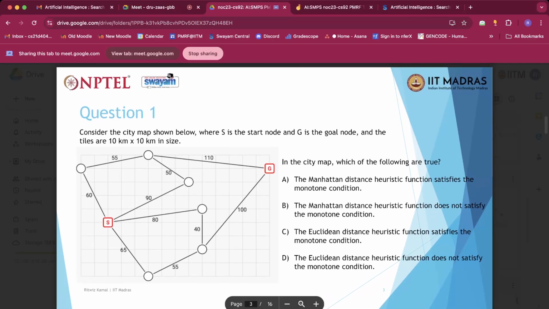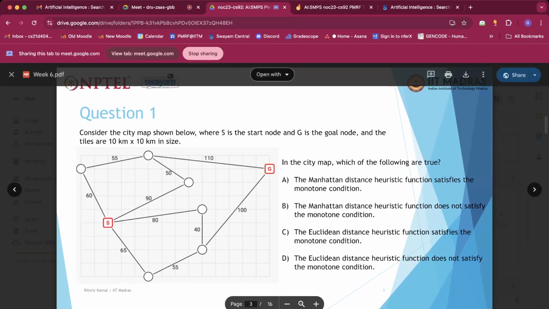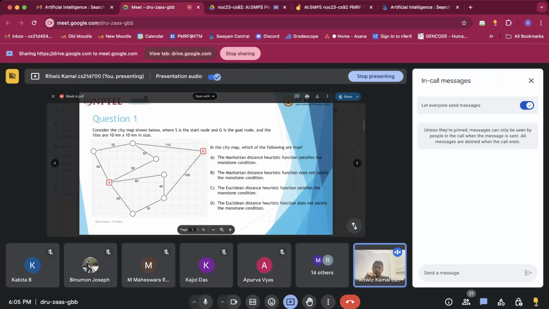So before we get into the different methods that we just mentioned, there's one conceptual question that we'll solve that is related to the monotone condition that you may have come across in the lecture videos. I'll just explain the question to you. The question basically gives you a map that is shown in this figure over here, and like the previous maps that we have come across, it's a 10 cross 10. Each of the small blocks or squares inside it is 10 cross 10 units in size, and our goal is to go from start node to the goal node.